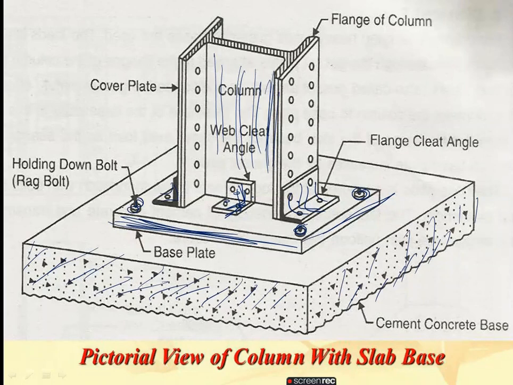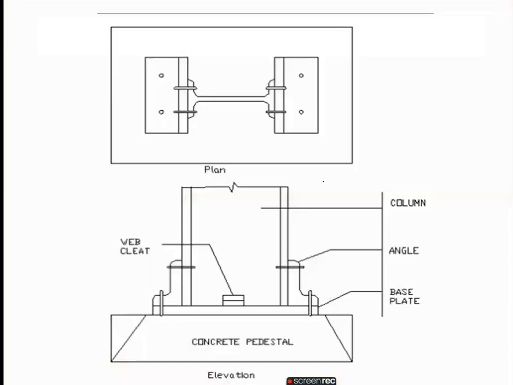In this type, whatever we are discussing as slab base, the column is directly connected to the base plate through the cleat angle. So this is the base plate, and through this cleat angle it is connected to the concrete structure. Now the load is transferred to the base plate through these bearings only. This is most commonly used in columns for smaller loads.